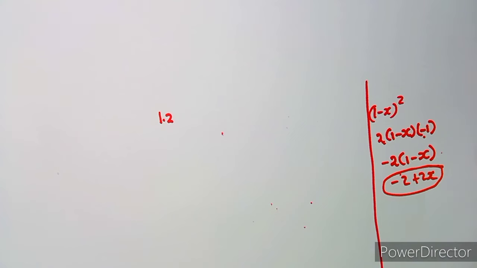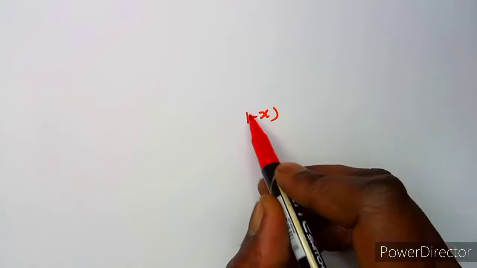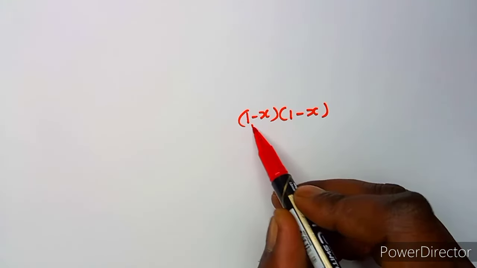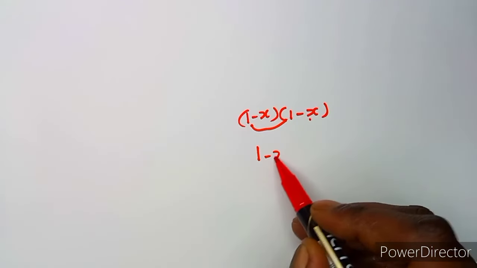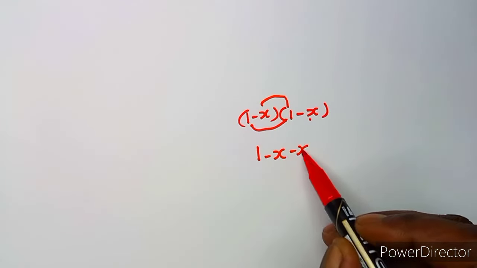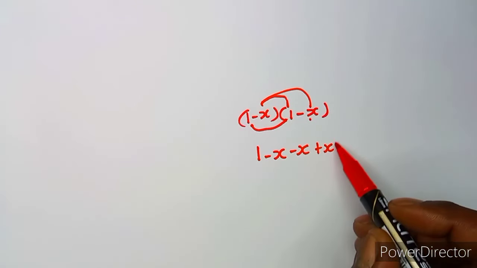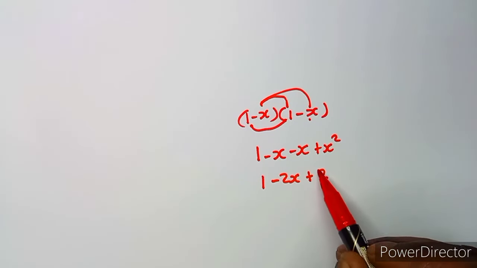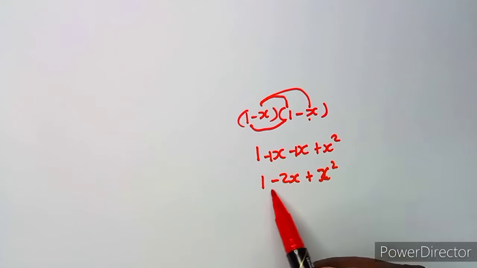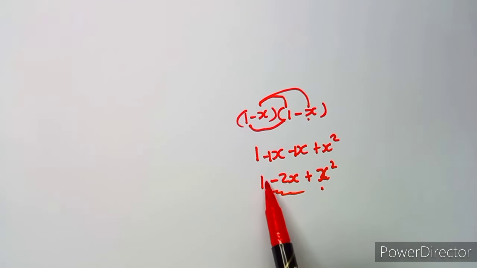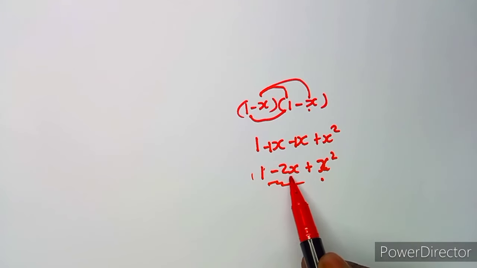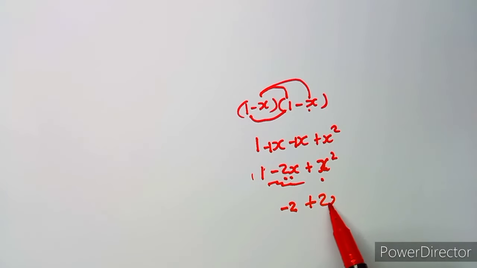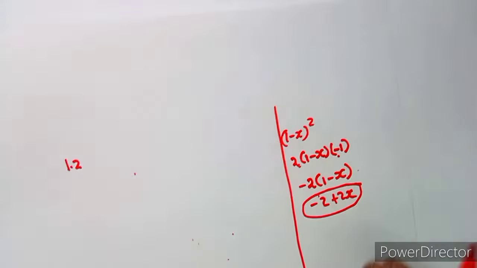Maybe it's not exact. What am I going to do? I have to expand the brackets: 1 minus x into 1 minus x. That's 1 and 1, which is 1. 1 and minus x, minus x, and 1 and minus x, which is plus x squared. That's 1 minus 2x plus x squared. Now you can find the derivative. The 1 is a 0. The derivative of minus 2x is minus 2. The derivative of x squared is 2x. So as you can see, we are obtaining the same answer as this one.